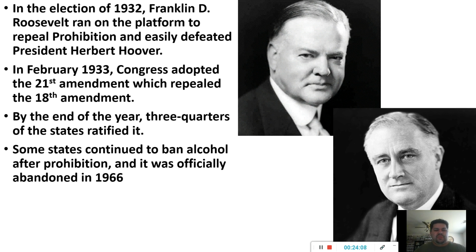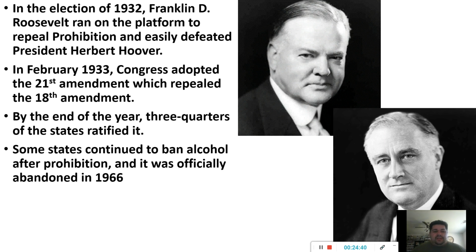All right, so the election of 1932, FDR, which is the guy on the bottom here, he ran on the platform of repealing prohibition, basically getting rid of it. And he easily defeated Herbert Hoover, which is the guy in the background. And in February 1933, Congress adopted the 21st Amendment, which basically overturned the 18th Amendment. Now remember, the 18th Amendment said alcohol is illegal. The 21st says no, alcohol is legal again.